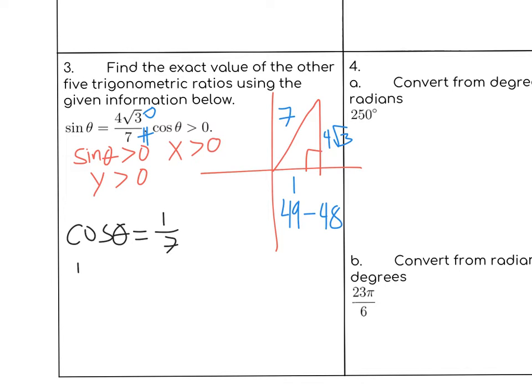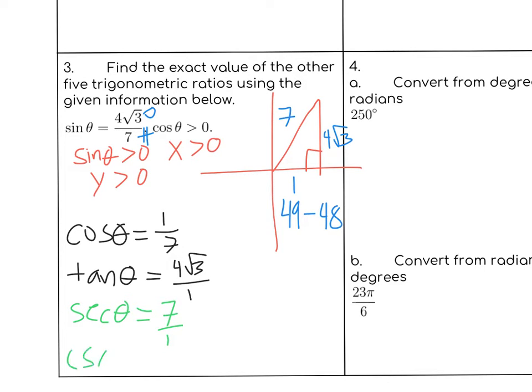We've got tangent of theta is going to be 4 root 3 over 1. Secant of theta would be 7 over 1. Cosecant of theta would be 7 over 4 root 3. And cotangent of theta would be 1 over 4 root 3.